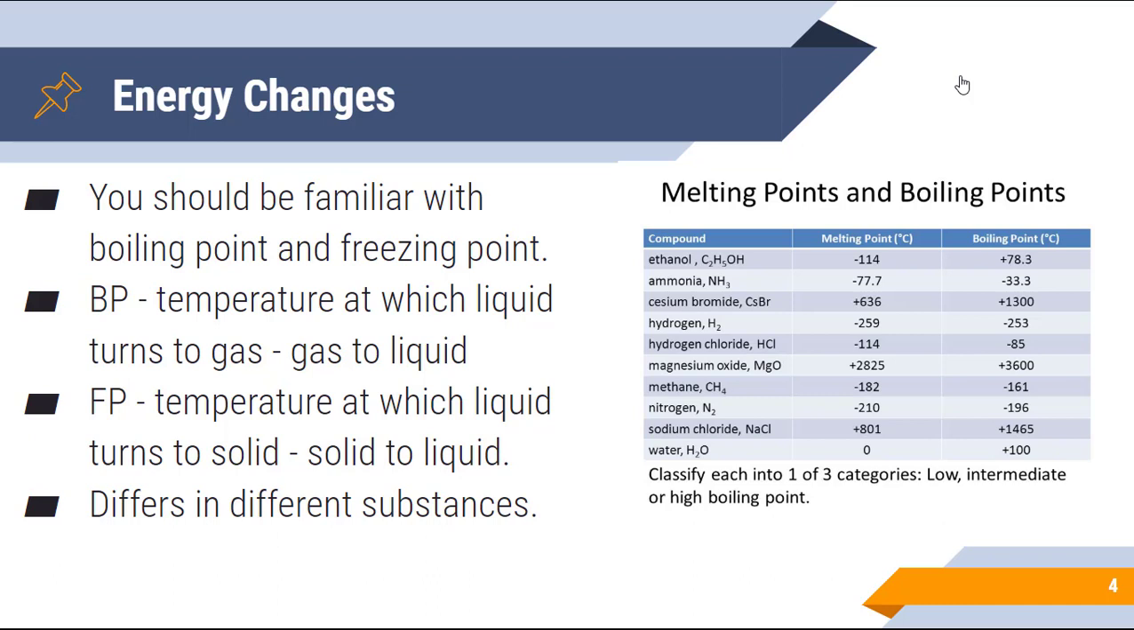Now, this differs in different substances for a variety of reasons. This could differ due to the intermolecular forces that are present. This could differ due to whether the material is ionically bonded or covalently bonded. So lots of different ways to identify a melting point and boiling point, and just some examples of those here on the right.